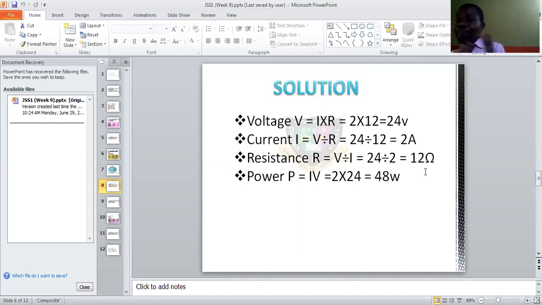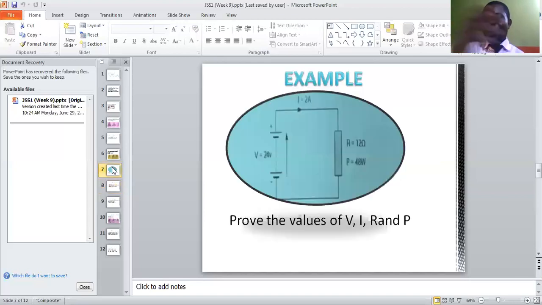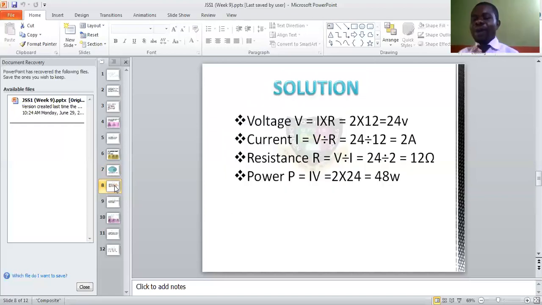Then look, what is the power? Power P is equal to IV. Remember, that's what we said. Then what is the I now? That's the current, 2. V is what? 24. So 24 times 2 gives you what? 48 watts. That is the power. So what is given here is nothing but the values for this particular component of the circuit. It is the real value for the components of the circuit. That is why we got the values this way as we have solved them.